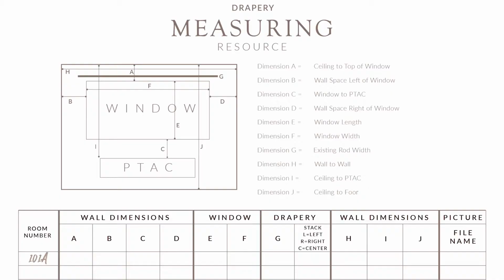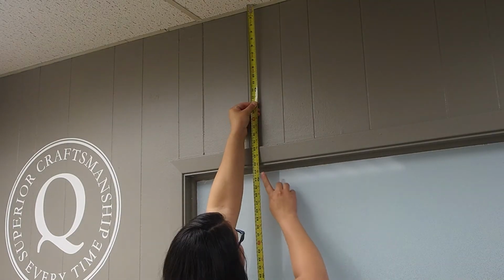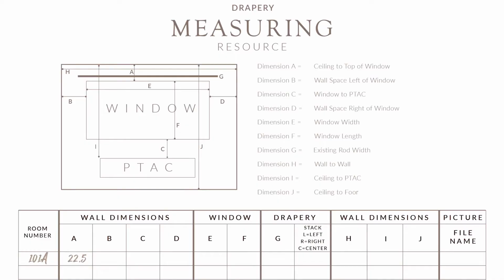Let's get started. Our first measurement is ceiling to top of window. Start with your measuring tape at the ceiling and measure to the inside of the window at the top. For our window, this looks like 22.5 inches, which we write in column A.